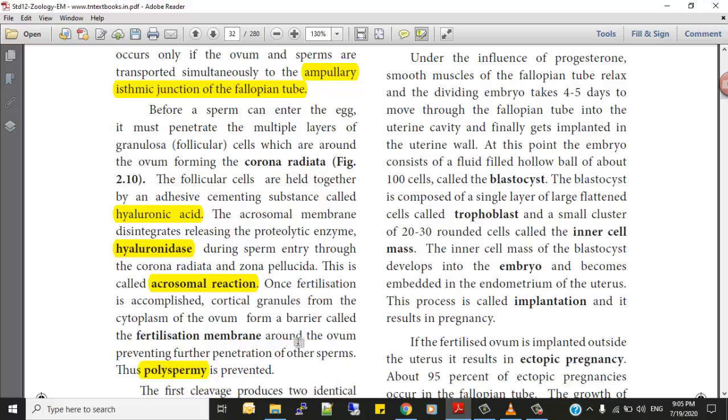So once fertilization is accomplished, cortical granules from the cytoplasm of the ovum form a barrier called fertilization membrane around the ovum, which will further prevent the penetration of other sperms. Thus, polyspermy is prevented, you should write. Is it clear for you?